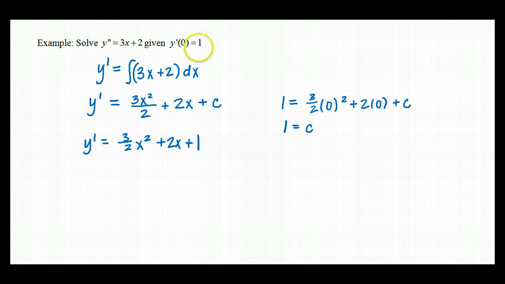So nothing changed here except that instead of being given the first derivative and an initial condition regarding just the function y, now we're given the second derivative and information about the first derivative. But almost exactly the same setup, and our answer is a first derivative with a specific initial condition being used.